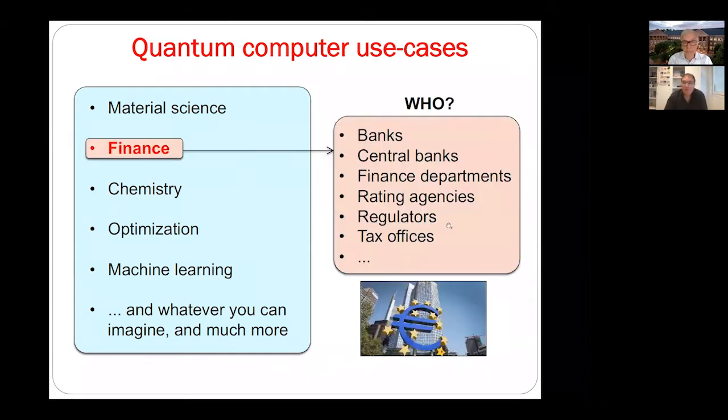Here we are going to be talking about finance, and of course, this is going to be interesting for different people. It's going to be interesting for banks, for financial institutions, for central banks, finance departments of very big companies, rating agencies, regulators, tax offices that are looking for fraud, people looking for money laundering, all these sort of things. So essentially, anywhere where people use mathematics or computer science algorithms in finance and economy is going to be hit by quantum computing. Because, as I will explain in a second, these are exactly the type of problems at which quantum computers are good at, the ones that we find in finance.